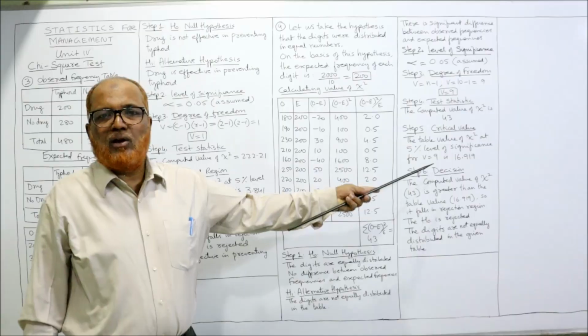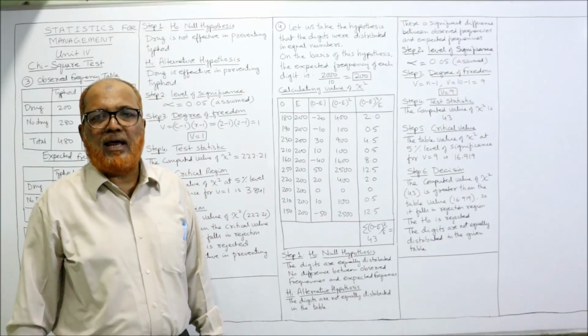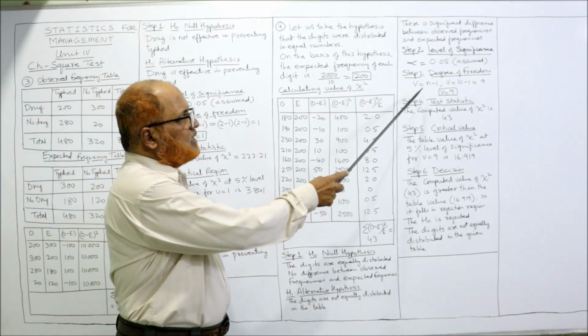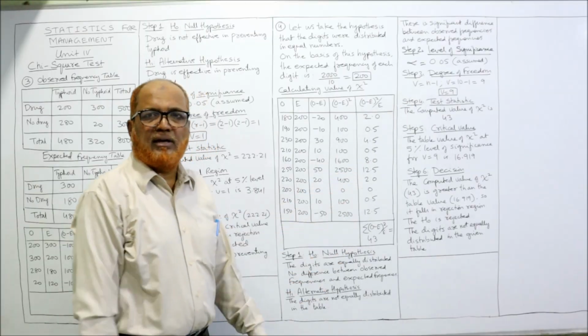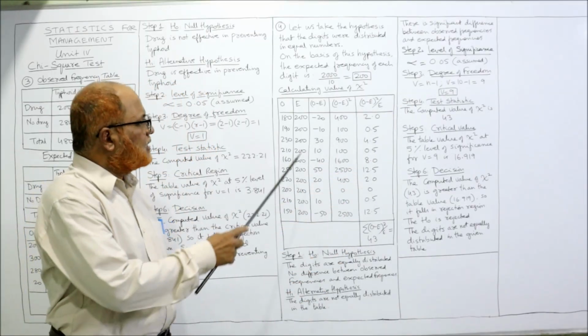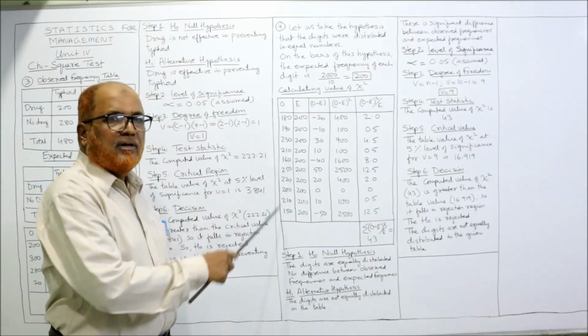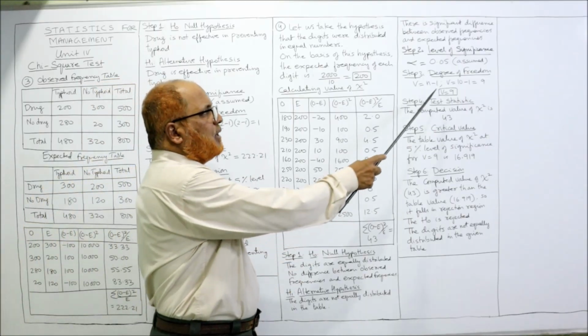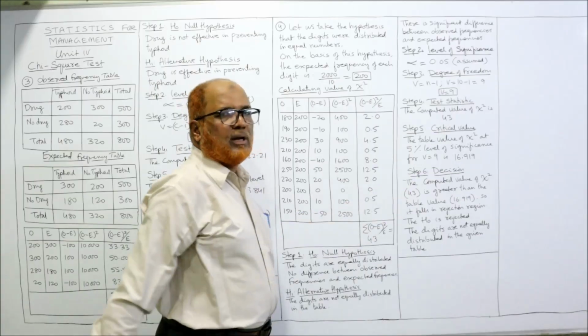So here the degree of freedom is V equal to N minus 1. N stands for the number of items. Here 10 items are there. So 10 minus 1, 9. So V is equal to 9.